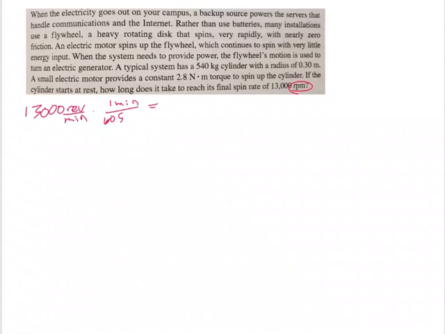216.66, 216 point something. So I'm going to write down 217, but we're going to keep our calculator's answer. This is 217 revolutions per second. But remember that revolutions is not a real unit. So really we have seconds to the -1. So we have our frequency in seconds now.